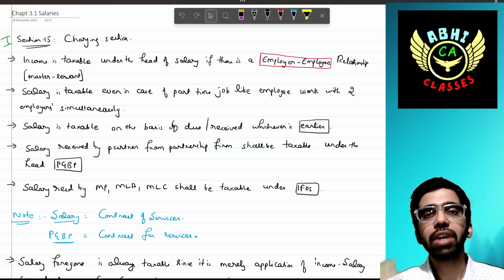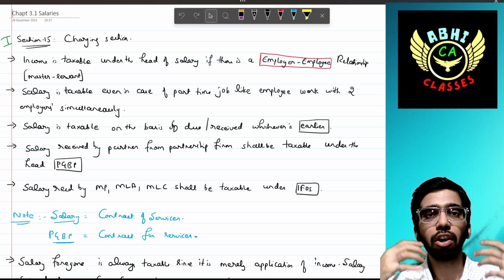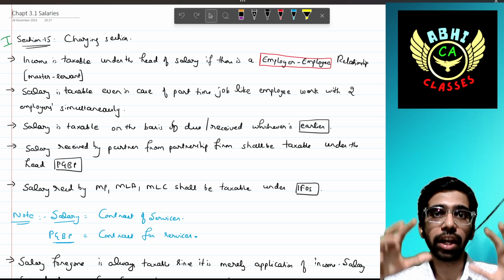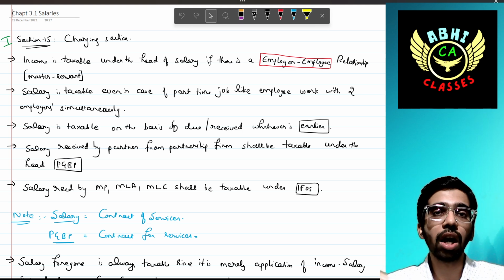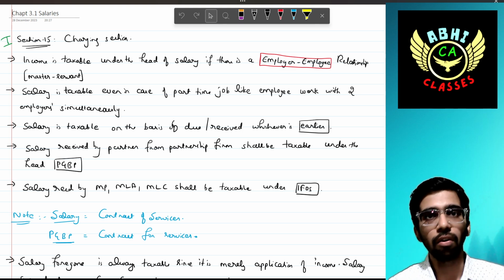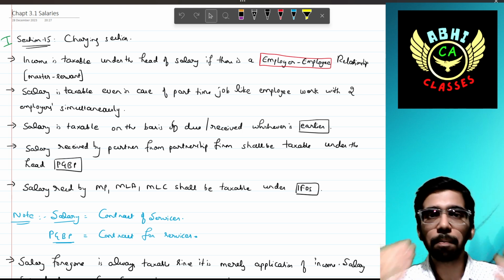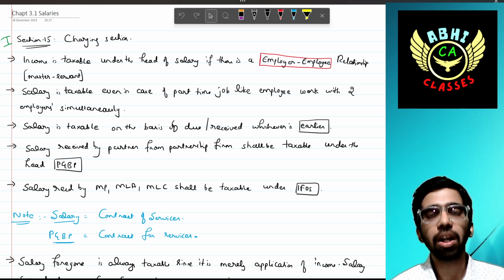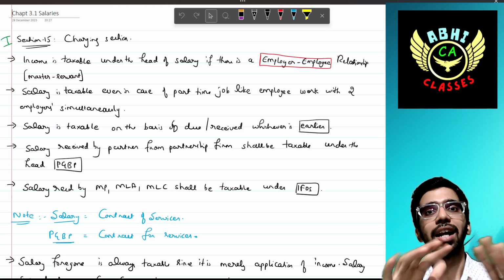If I am a doctor having a clinic, there is actually no employer-employee relationship, right? In that case, fees received by me are not chargeable under income from salary. Income from salary means if I am a doctor serving in a medical institution, receiving a salary, and there is an employer-employee relationship, a master and servant relationship, then only that income will be charged in the hands of that doctor under the head salary.